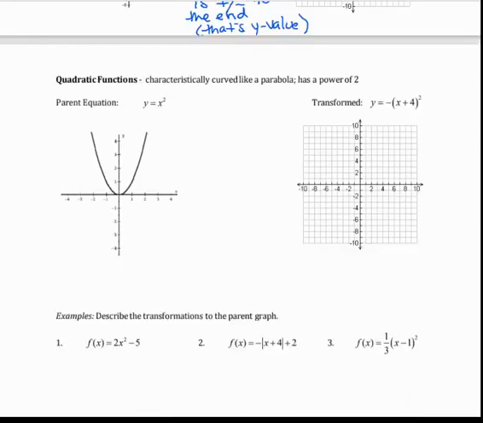All right, and the last parent function we're going to talk about is a quadratic, a parabola, which you have seen before. Remember, a quadratic is a parabola, and it has a power of 2. So the parent function of a parabola is y equals x squared. No other numbers involved. For the parent function, what you want to remember is that the vertex is at 0, 0, and then you want to remember 4 other key points.